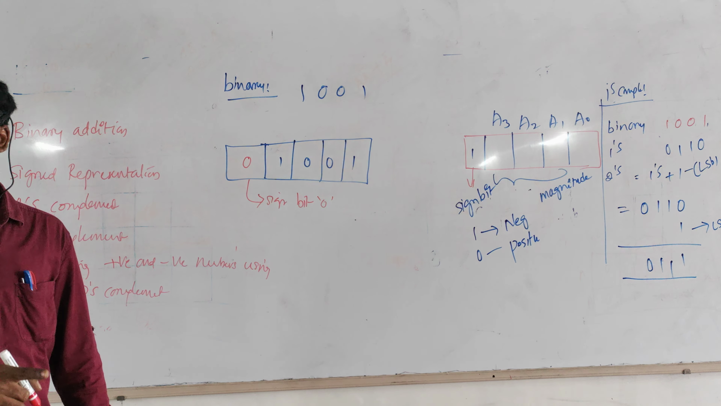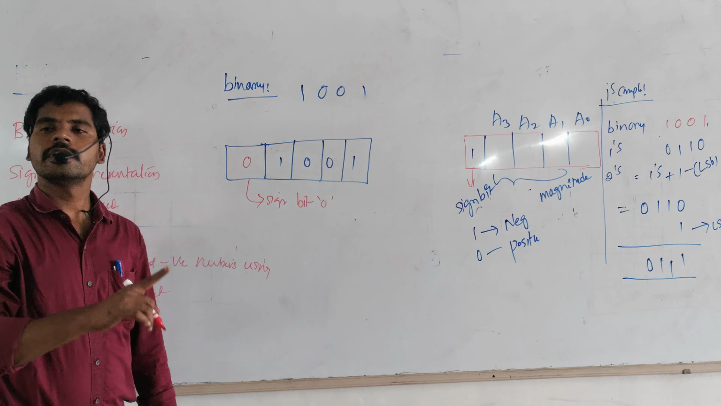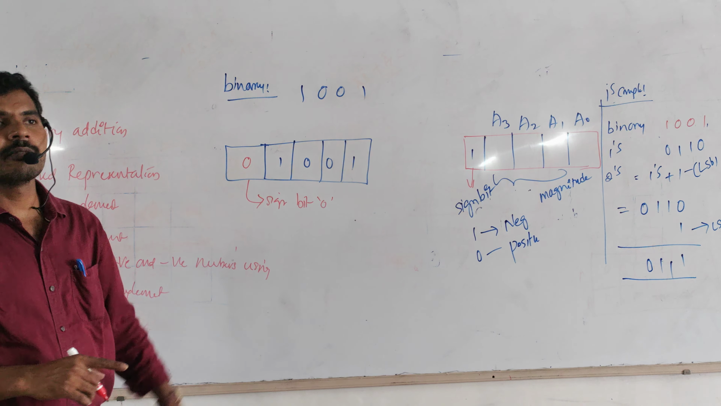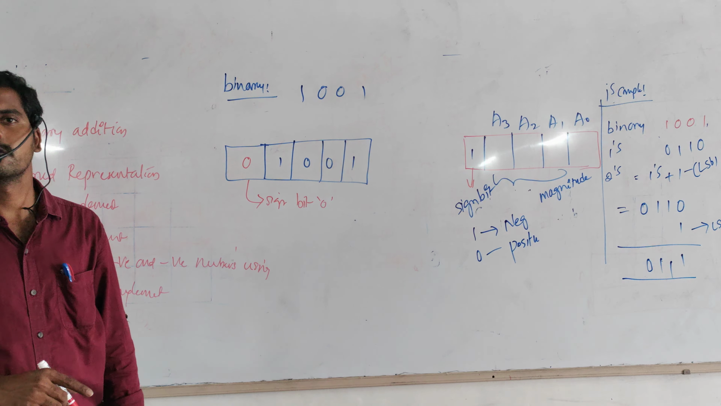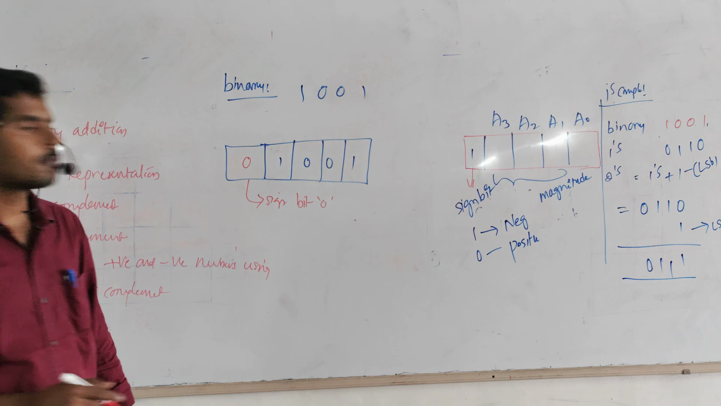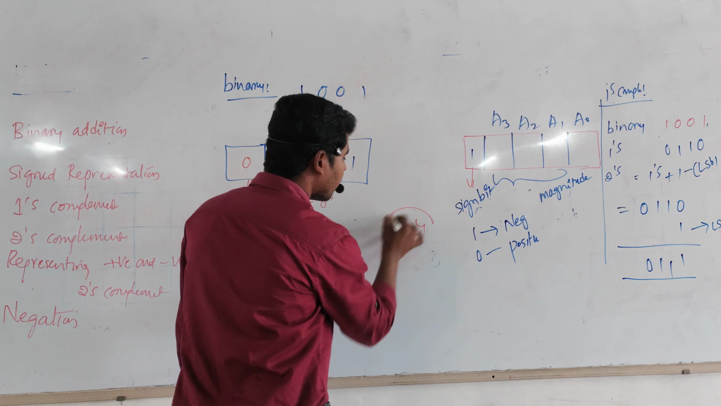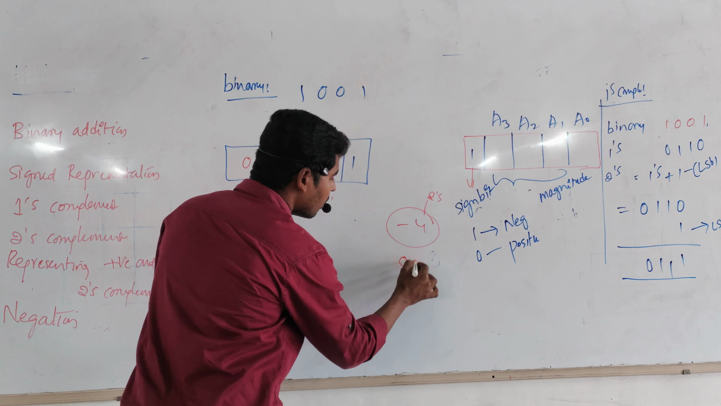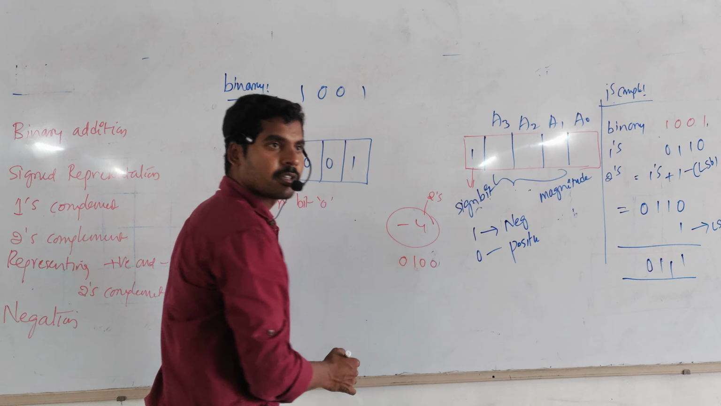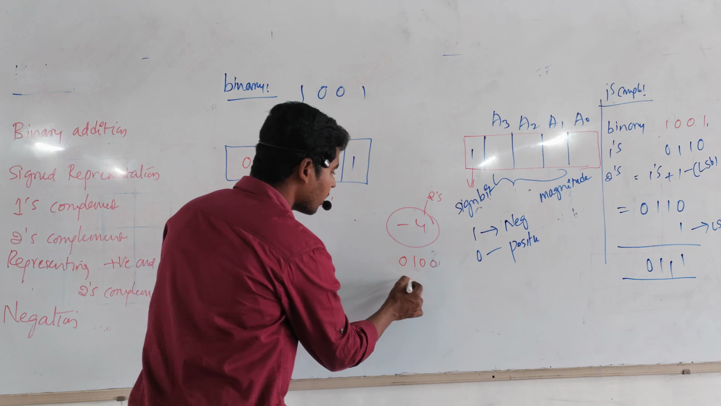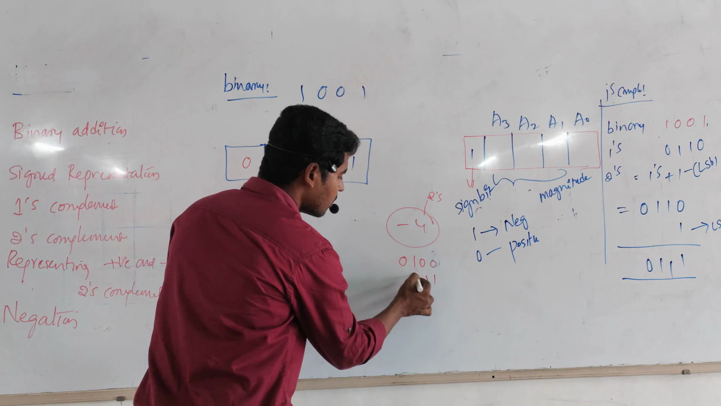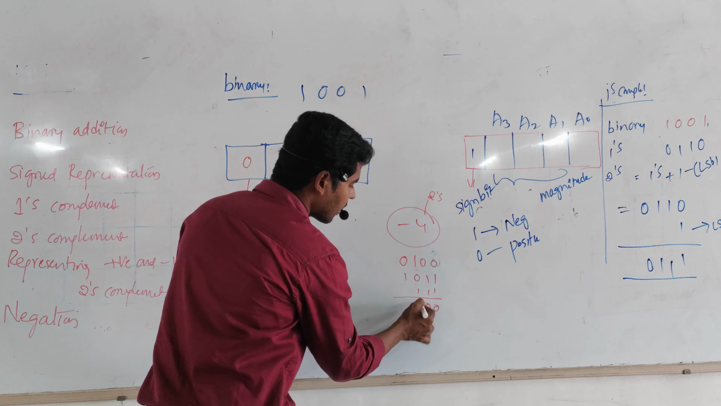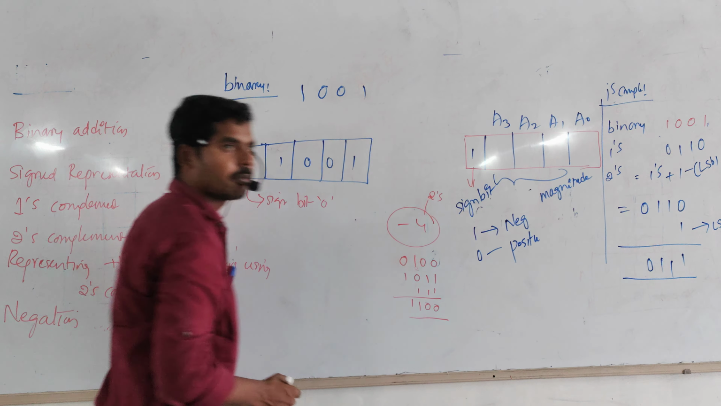If you want to represent a negative number with the help of 2's complement, you have to represent that negative number in the 2's complement format. That is very, very important. Suppose you want to represent minus 4 using 2's complement. 4 is 0 1 0 0 in 4-bit format. Its 1's complement is 1 0 1 1. Adding 1 gives the 2's complement, 1 1 0 0. So this is our 2's complement number.